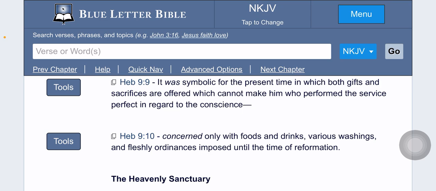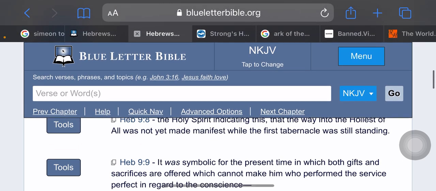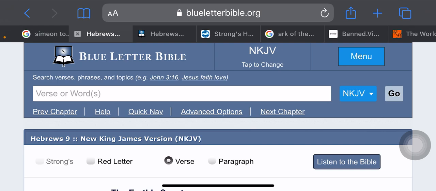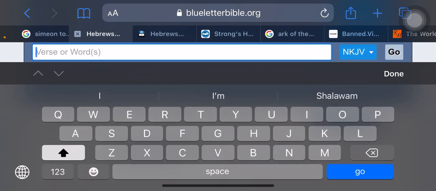Because Yahawashi said, I didn't come. Oh, let's get that scripture. I don't want to butcher it. Excuse me. So this is the book of, was it? Let's see.